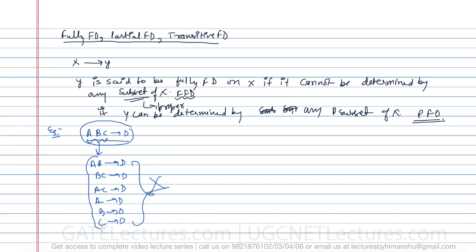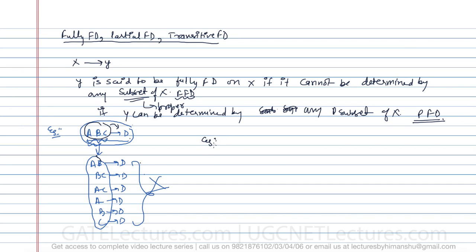Why? Because all the left hand sides are actually proper subsets of this, right? If any proper subset of this can determine D, then it is called partial functional dependency. If no proper subset can determine D, then it is called fully functionally dependent. Okay, so these things cannot happen.